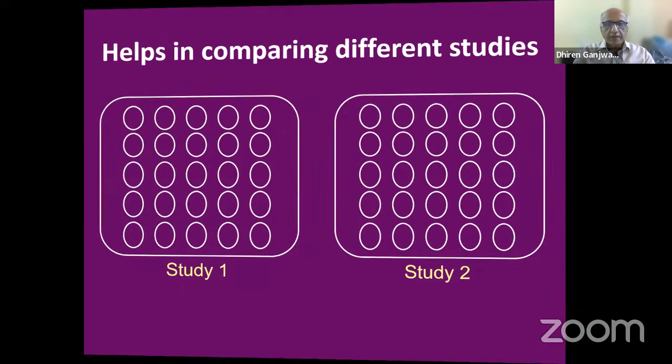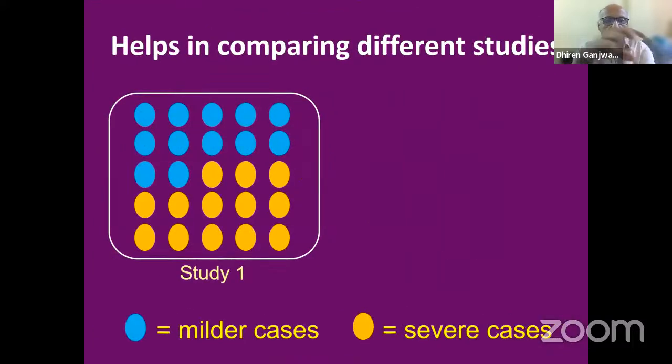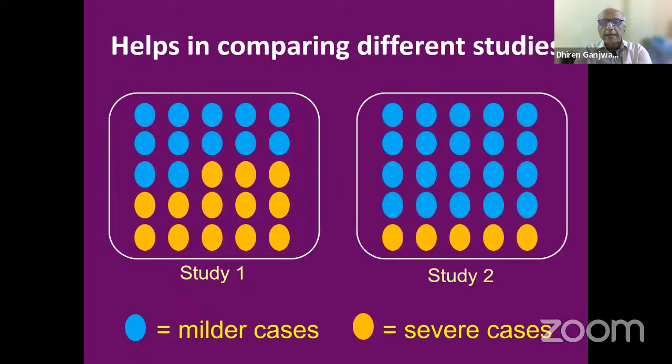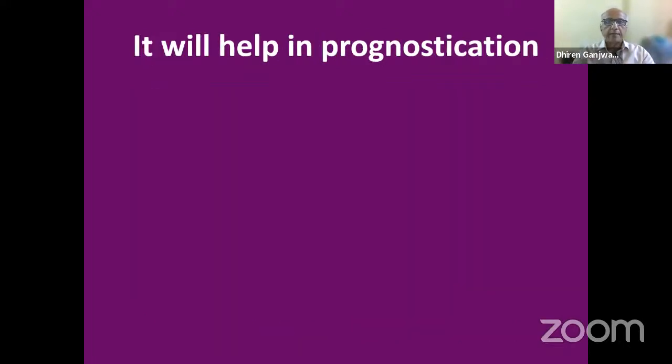However, in study 1, 13 patients are severe cases and 12 are milder cases. Then we cannot compare it with study 2, where only 5 cases have a severe deformity. Because if we compare them, then naturally it would be an inappropriate comparison.